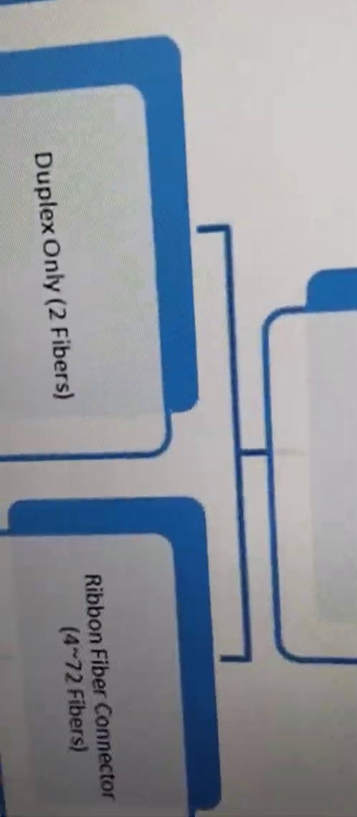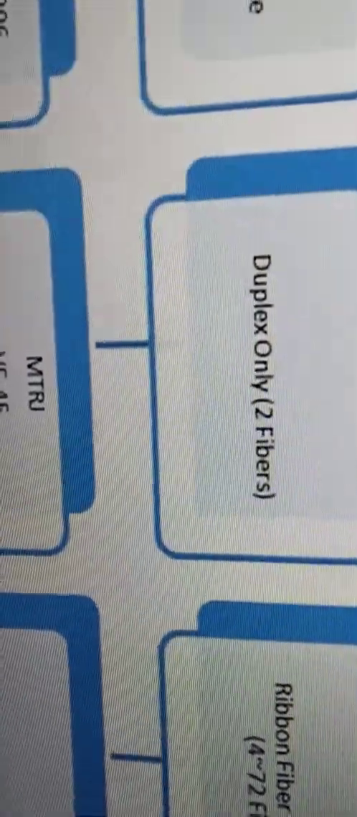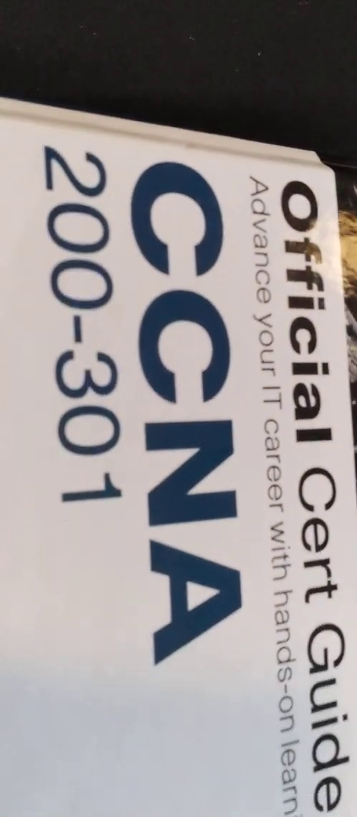And then we have ribbon fiber connector, which underneath that is MT/MPO. Single fiber connector, and we have 2.5 mm ferrule: ST, SC, FC, which we will discuss today. 1.25 mm ferrule: LC, which we will discuss in brief today. MU, E2000. And I will be reading out of CCNA 200-301, Wendell Odom.